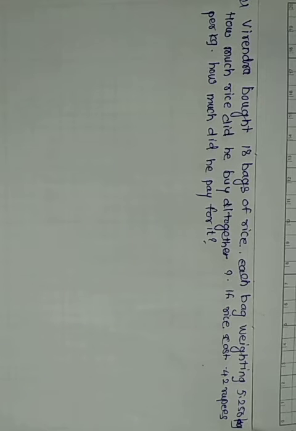Let's see the word problem on the multiplication. The first example is Virendra bought 18 bags of rice. Each bag weighing is 5.250 kilogram. How much rice did he buy altogether? If the rice cost 42 rupees per kg, how much did he pay for it?